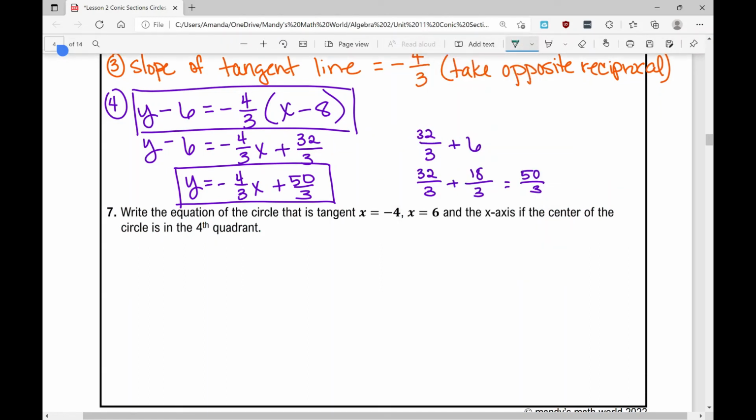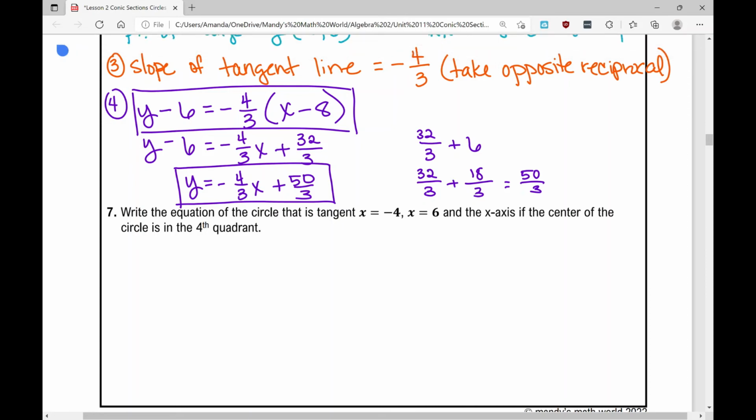It says to write the equation of the circle that is tangent to x equals -4, x equals 6, and the x-axis if the center of the circle is in the 4th quadrant. Okay, so that should say write the equation of the circle that is tangent to x equals -4, x equals 6, and the x-axis. So this should say 2. Okay. So what are we saying here?